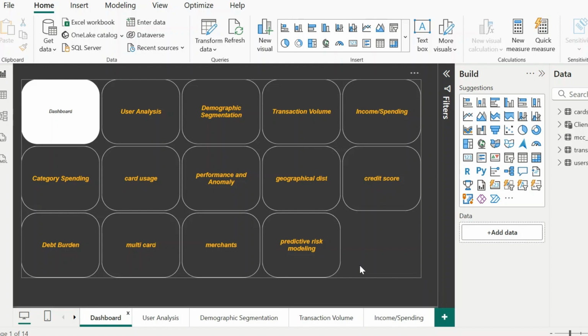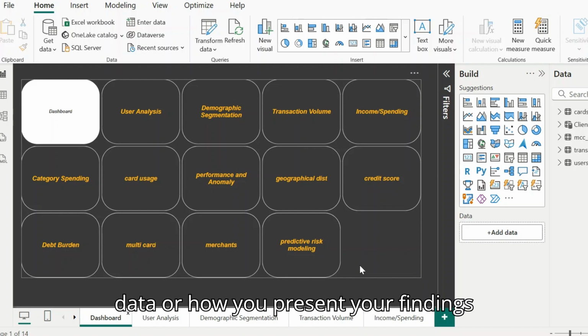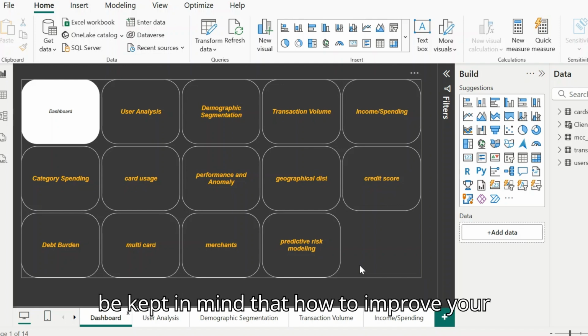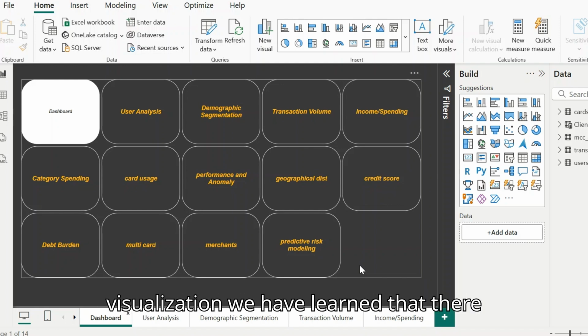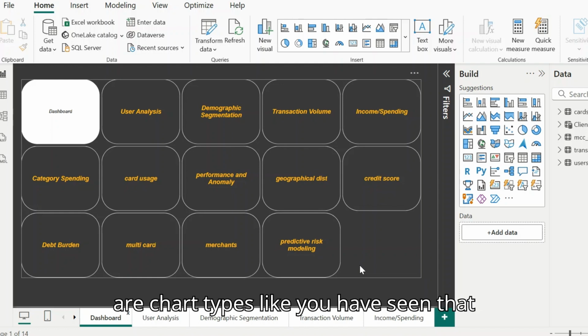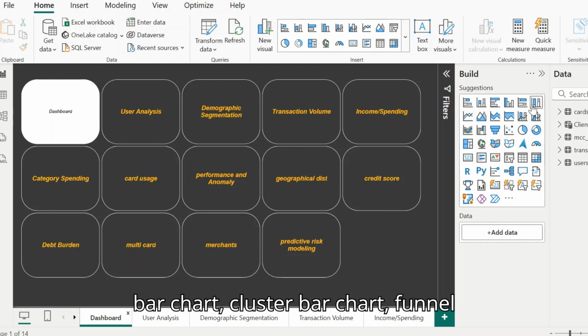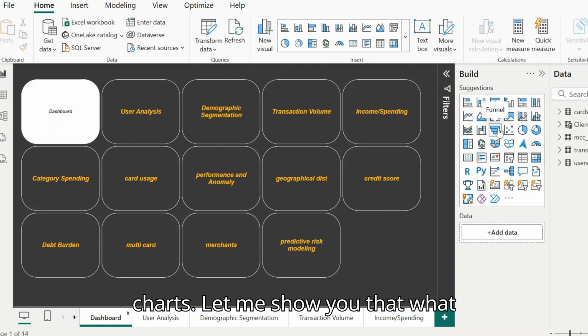How you present your data or your findings to the managers or the team you are presenting it to. So these details should be kept in mind, on how to improve your presentation or visualization. In visualization we have learned that there are chart types, like you have seen the decomposition tree, other than line chart, bar chart, cluster bar chart, funnel charts.